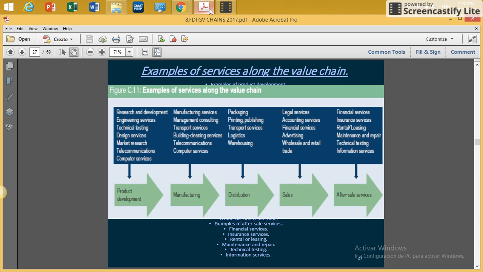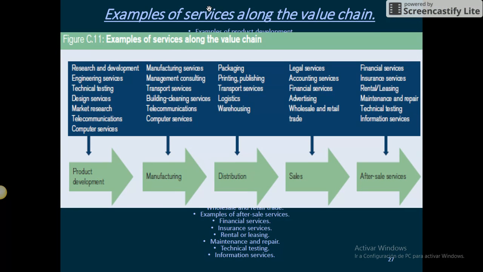Examples of services along the value chain. Examples of product development: research and development, engineering services, technical testing, design services, market research.